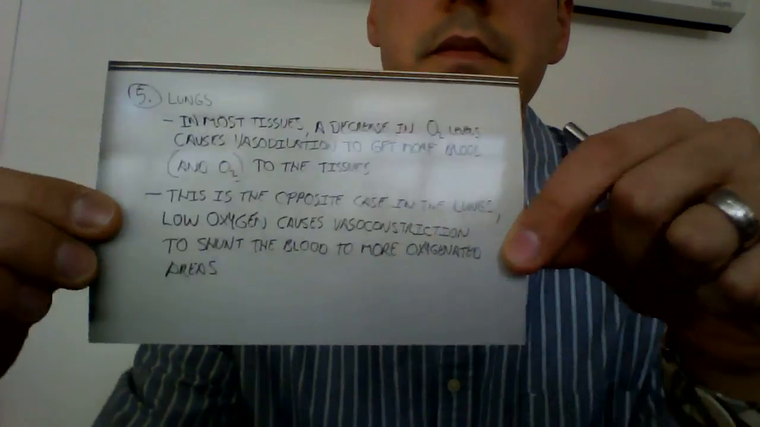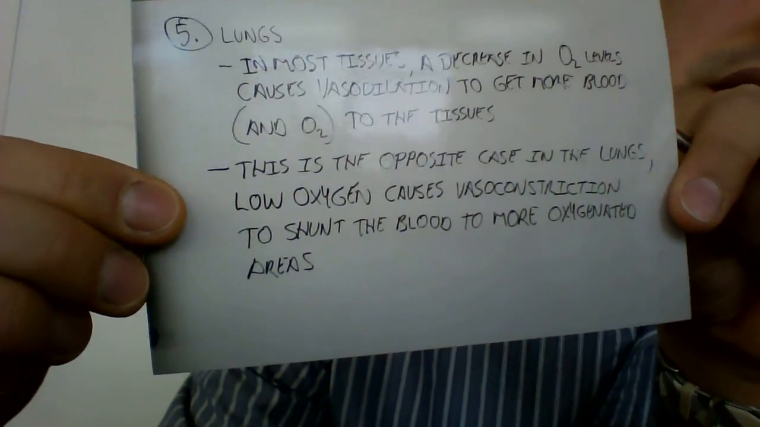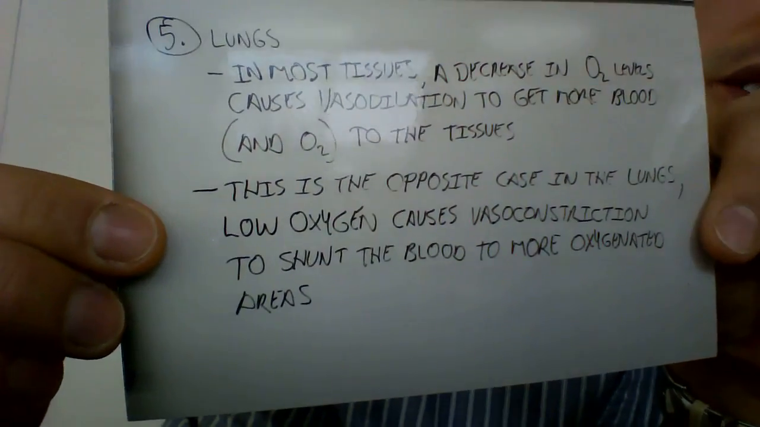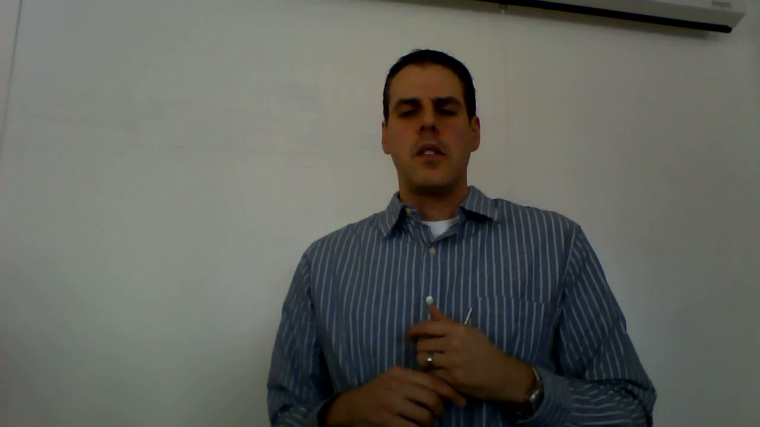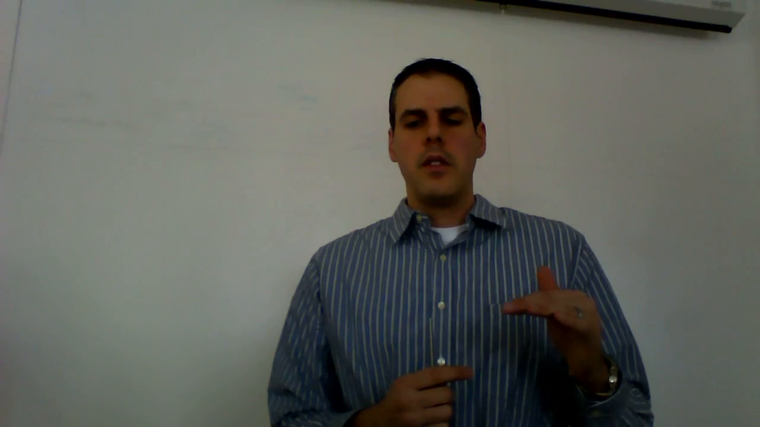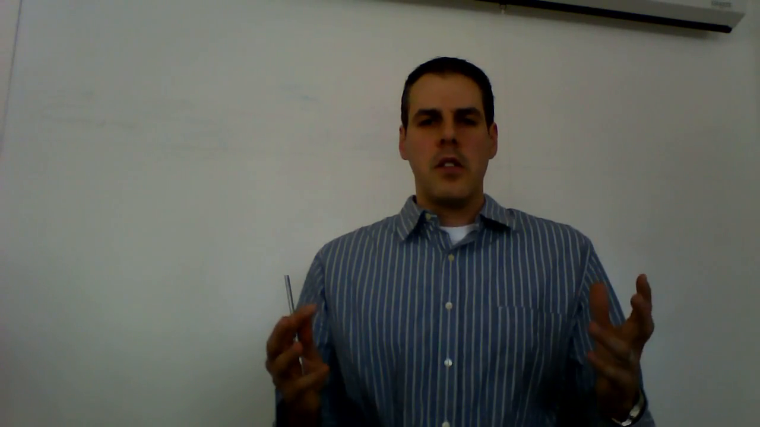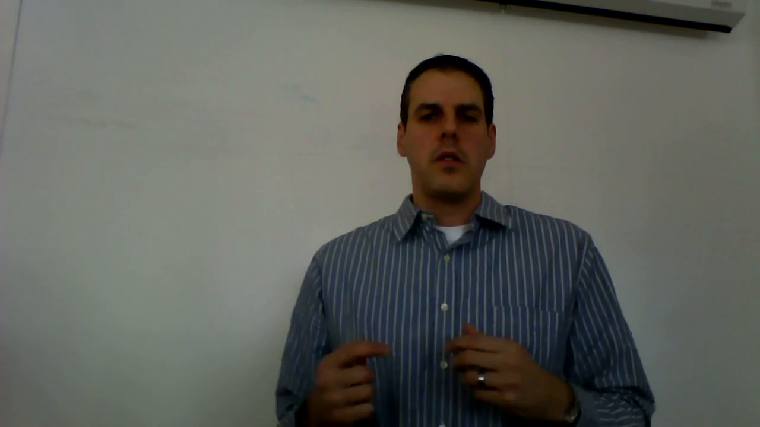Then number 5, the lungs. Okay. Now this circulation here is kind of like I'd say special circulation physiology. Still important. The lungs, it says here, in most tissues, if you get a decrease in oxygen levels, this is going to cause vasodilation. So you get more blood to the tissues. You want to get more blood, more oxygen to the tissues.